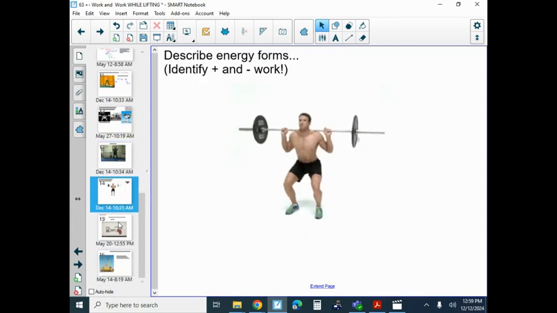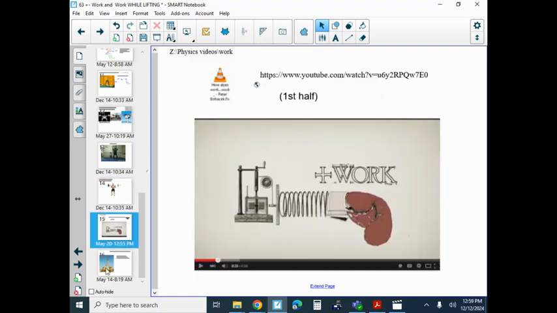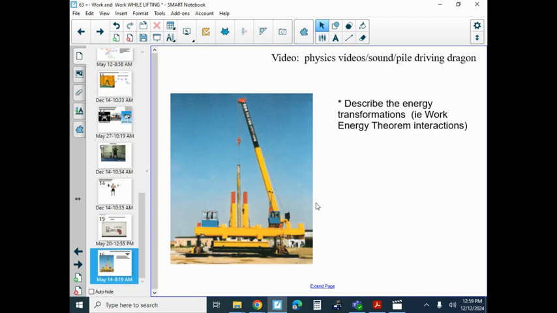And another one, same stuff. This little video on work, you can check out that video if you want. It's really not anything more than what I've already said. But if you need more, by all means, look at it. This video here, I'll load that one up quick here. So Pile Driving Dragon.